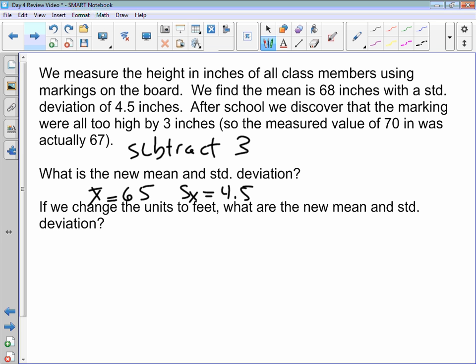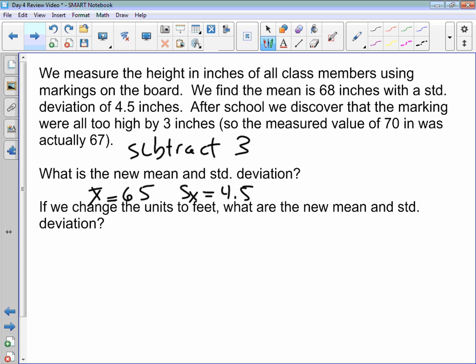So we did this all in inches. It says if we change the units to feet, what are the new mean and standard deviation? Well, to change it, how many inches in a foot is 12, so we'd have to divide our data set, all of these data points, by 12. And so here, what are the new ones going to be? So pause and come back when you have an answer.